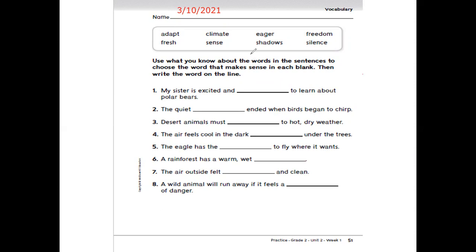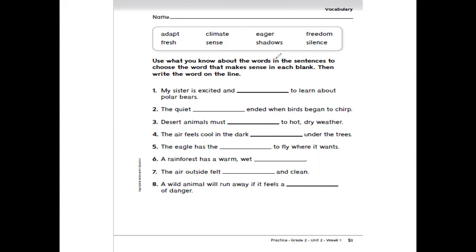So let's revise the words. Adapt means to get used to living in some place. The climate is the temperature and the amount of rain in some place. Eager, to want to do something very much. Freedom, being able to move about. Fresh means new and not spoiled. Sense, a feeling you have about something. Shadows, dark shapes you make or that are made when there is something in front of the light. Silence means still and quiet.